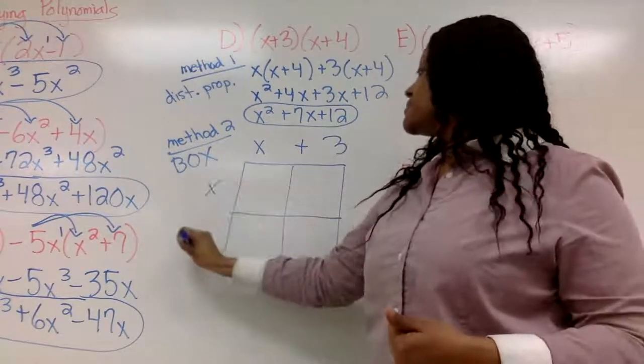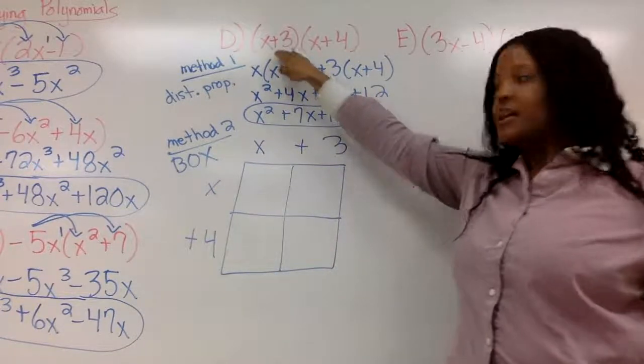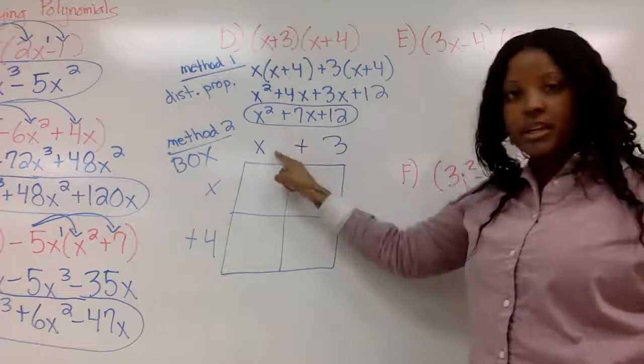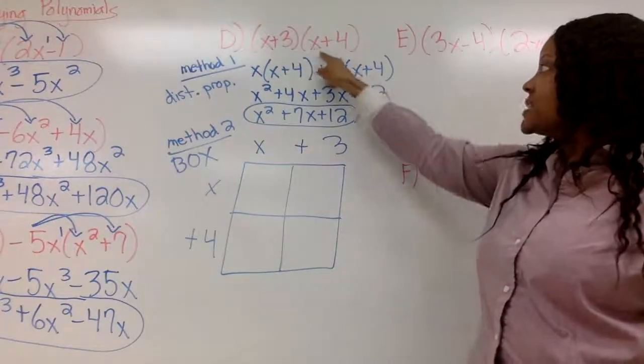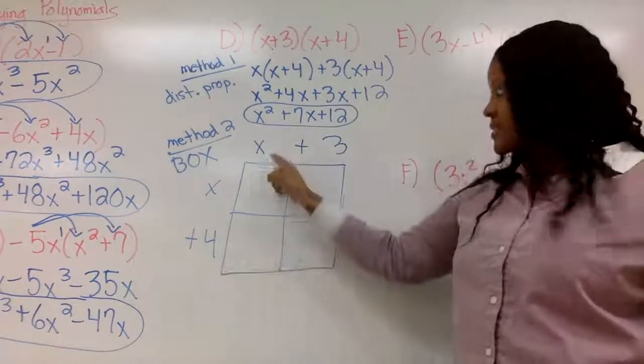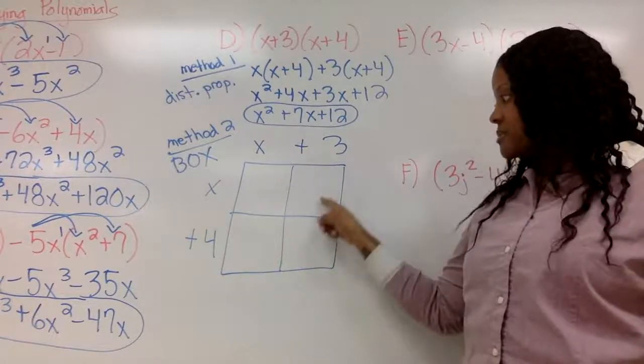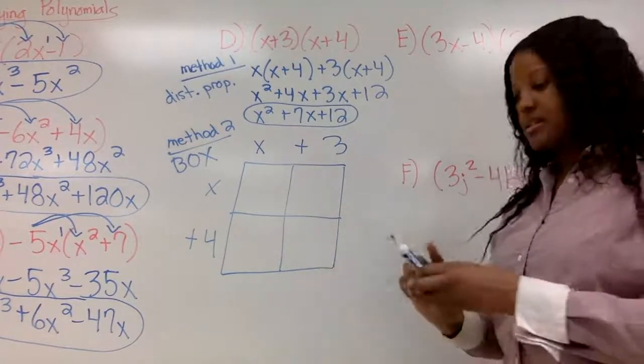And x plus 4. So my first polynomial was x plus 3. I put that at the top, x plus 3. My second one is x plus 4. I put that on the side, x plus 4. So this is my first polynomial, and this is the second. We're going to multiply and fill in what goes into our boxes.